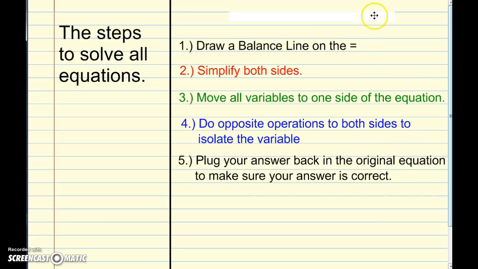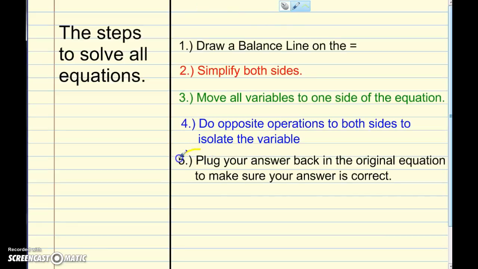So this is just a quick reminder of what Mr. Root talked about in the last lesson. For the 5 steps for solving any equations, the first thing we're going to do is draw that balance line. We're going to simplify both sides. That's combining terms, canceling things out, whatever we need to. Then move all the variables on one side of the equation. Do opposite operations to both sides to isolate the variable, meaning get it alone. And then plug our answer back into the original equation to make sure that your answer is correct.